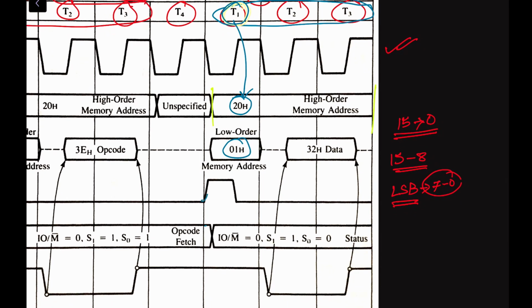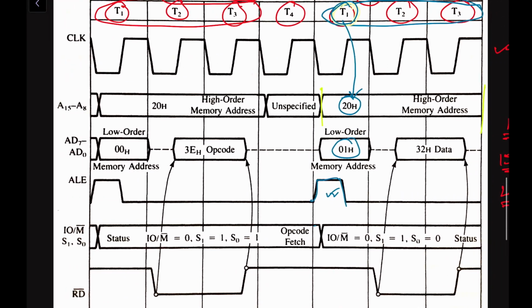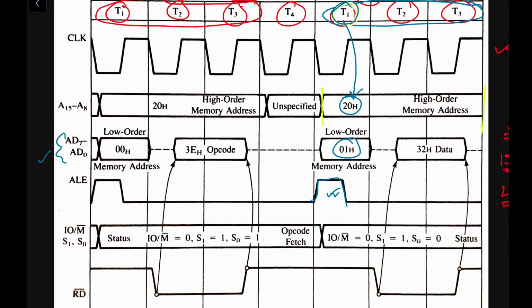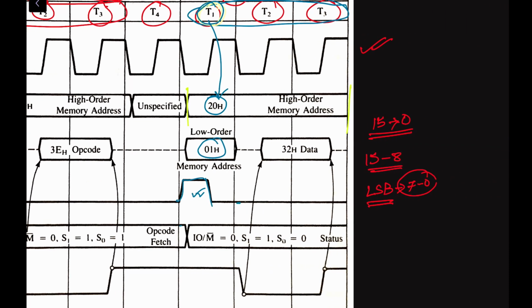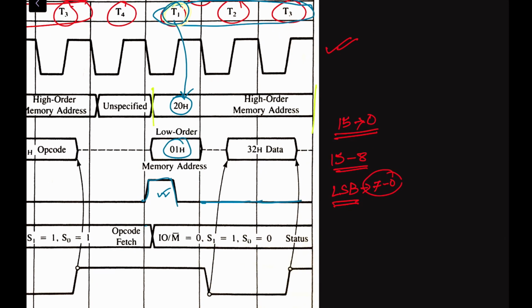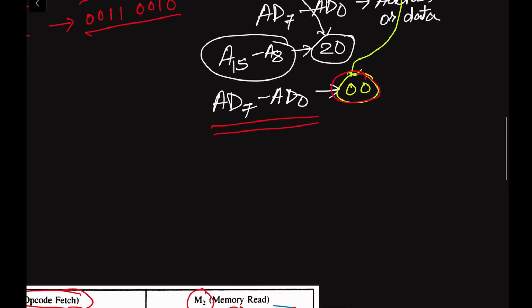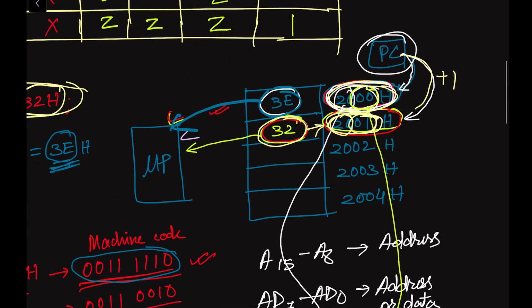And here you can see the ALE signal is high. That means AD7 to AD0 is working as an address bus during the first clock cycle, and during the second clock cycle you can see the ALE signal is low. That means now AD7 to AD0 is working as a data bus. So during the second clock cycle, after some high impedance state, we have the 32H data. So after going to memory 2001H, the data available, 32H, will be transferred into the microprocessor unit.